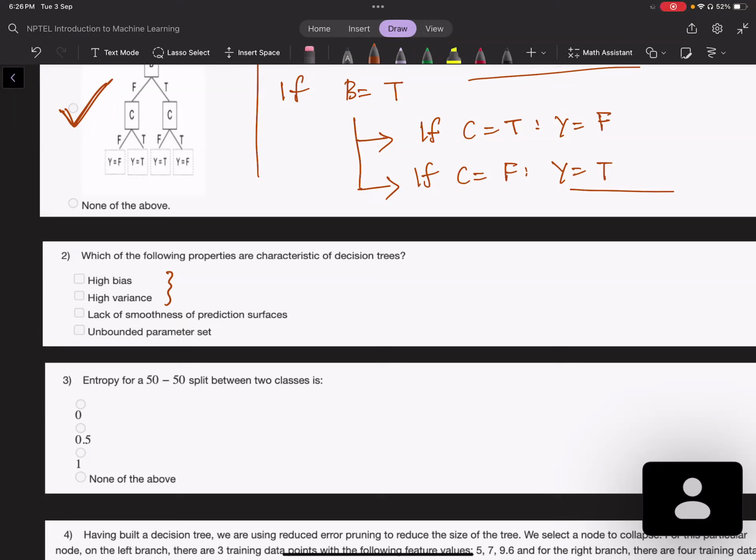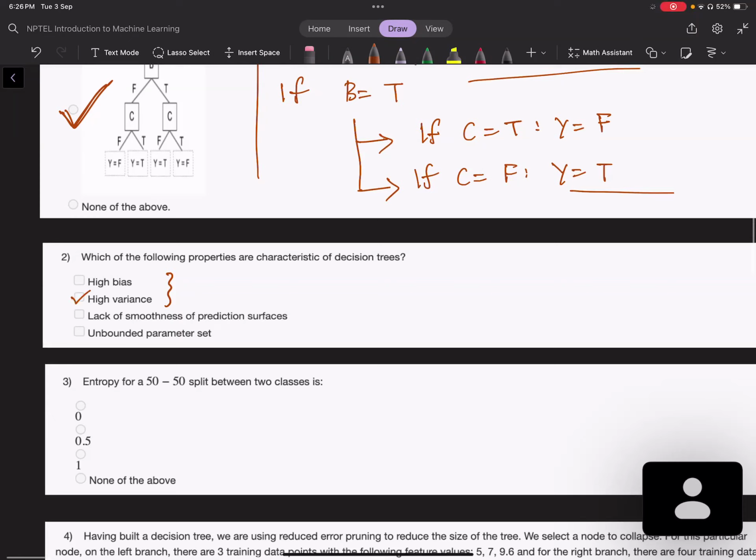This is mainly due to the hierarchical nature of the decision trees. If you change a split initially, all the other splits that come after that, in the subtrees, will also be affected. So if one thing changes, a lot of things change. That's how it is high variance. So that will imply that it is not high in bias.